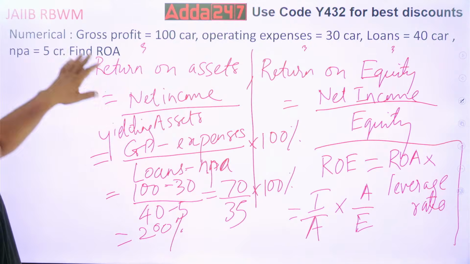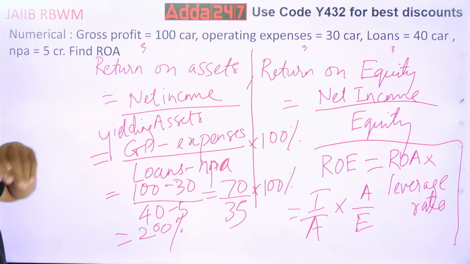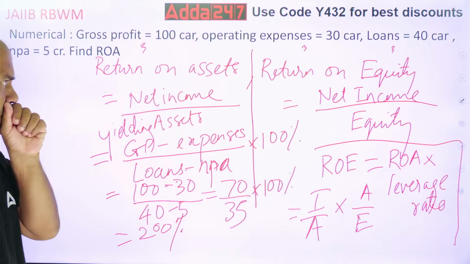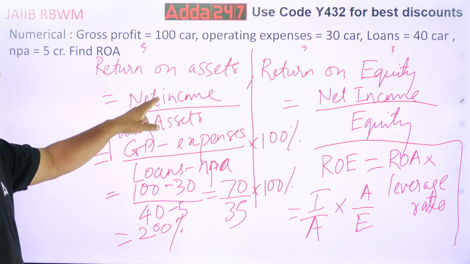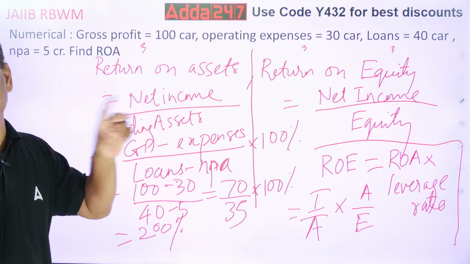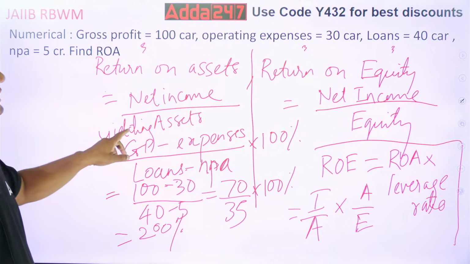See this. Return on assets. Return on asset is what? Net income upon yielding assets. Pay attention now. This is a tricky question.